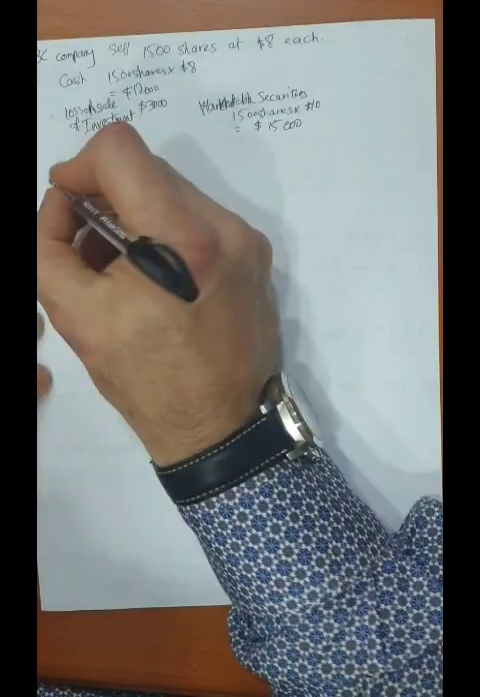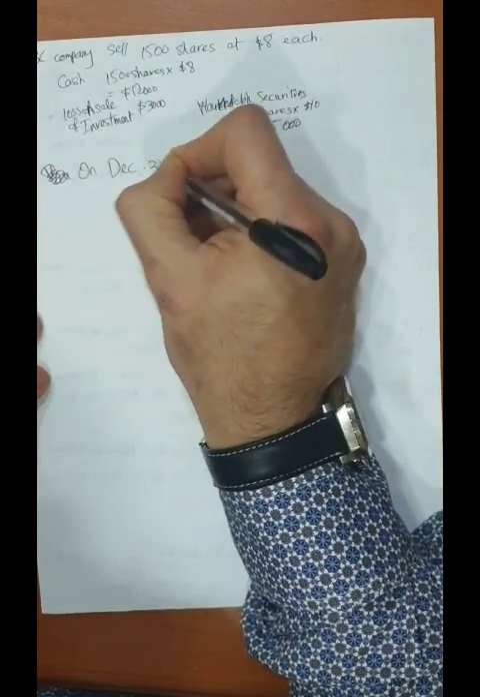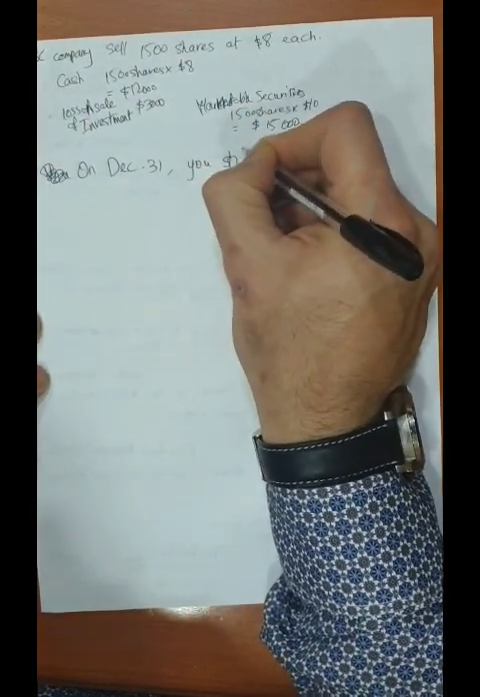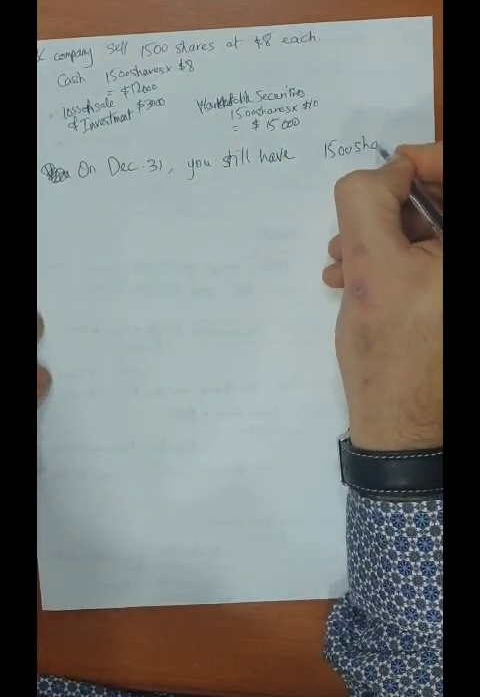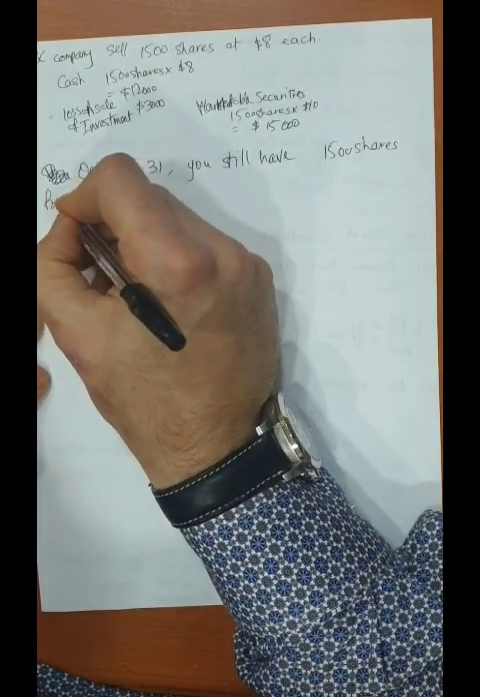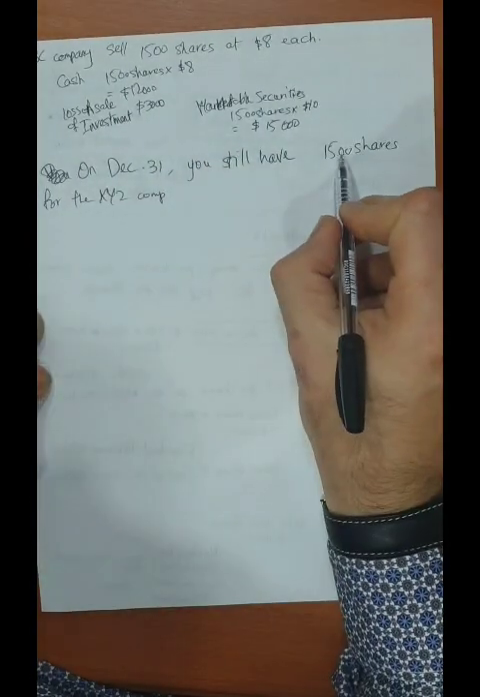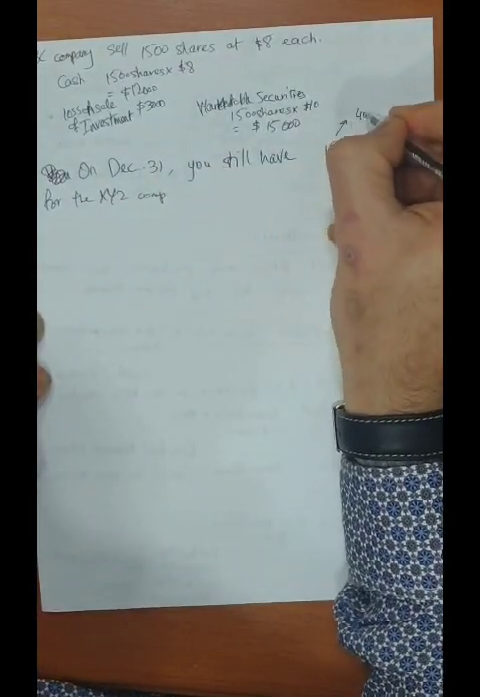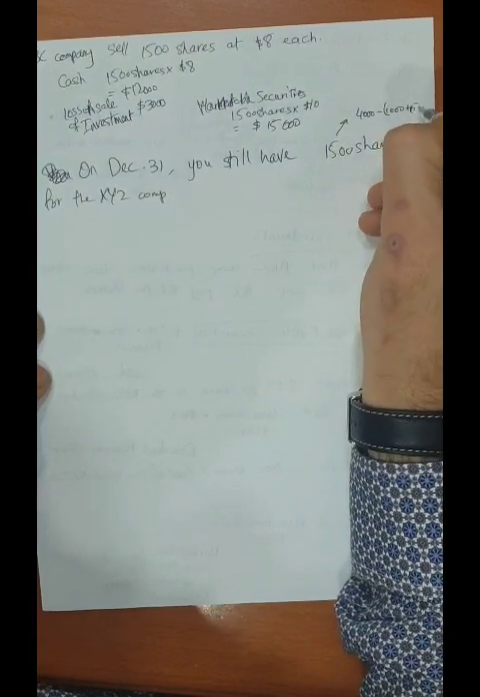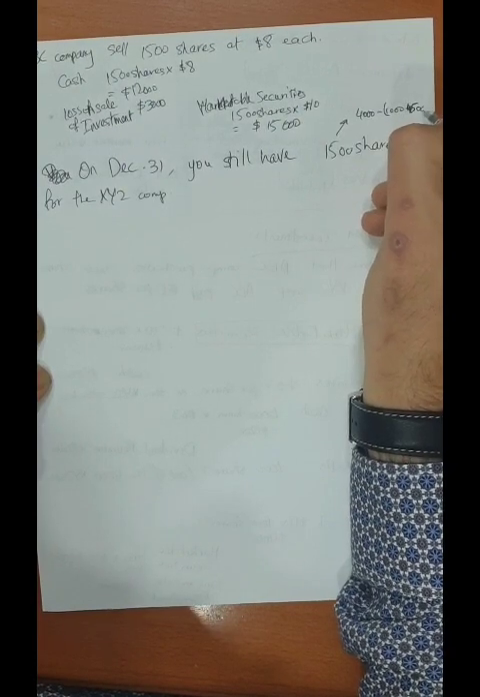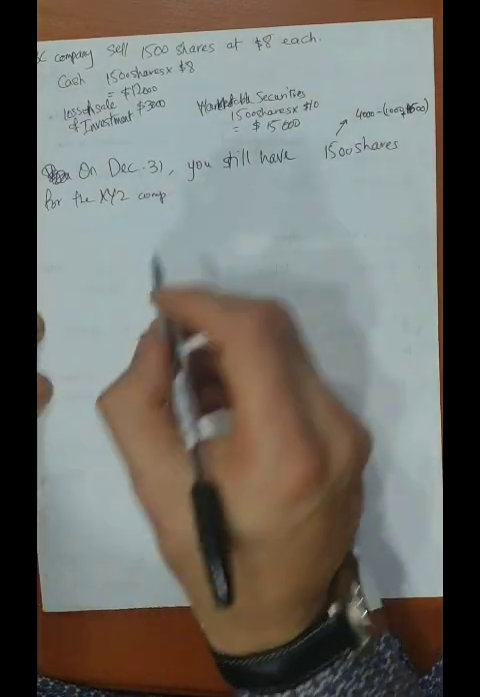Now the last case or example is when you reach the end of the cycle. So on December 31, you still have 1,500 shares for the XYZ company, right? 1,500 because we initially had 4,000, then we sold 1,000, and then we sold 1,500. So you are left with 1,500, right?